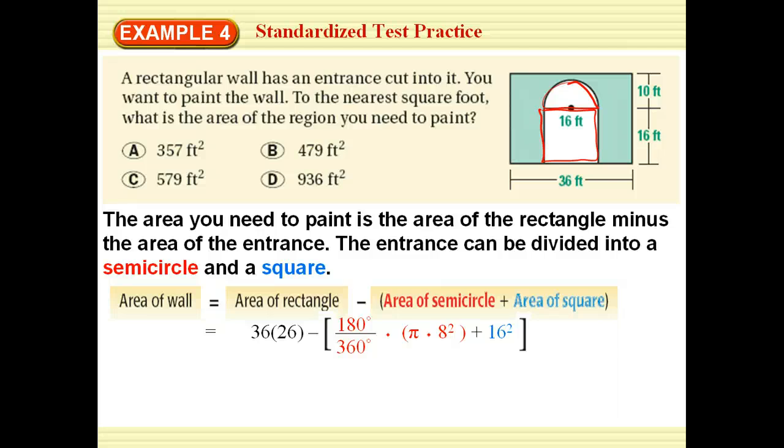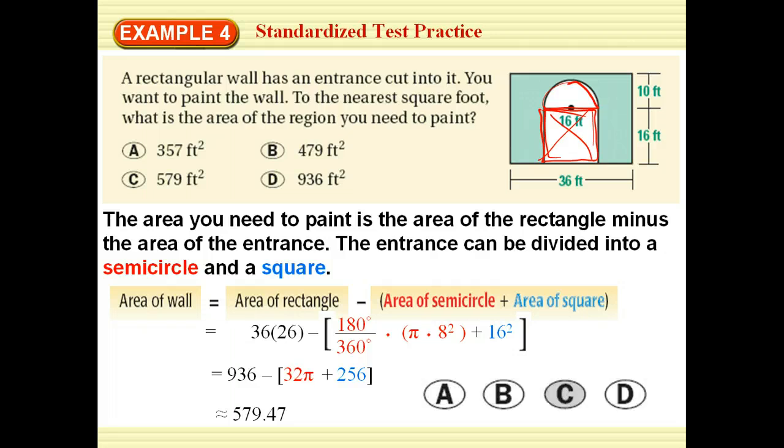So I'm simply plugging in my numbers. 36 by 26 for my rectangle. Half of the circle, 180 over 360, times the area of the circle, which is pi r squared, plus 16 squared, which is this square right here. So this part is the semicircle, and then the part in blue is the area of the square. So we do our arithmetic and we come out with 579.47, so that makes C the correct answer.